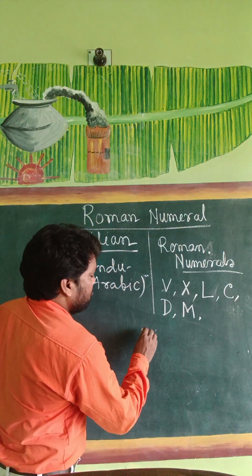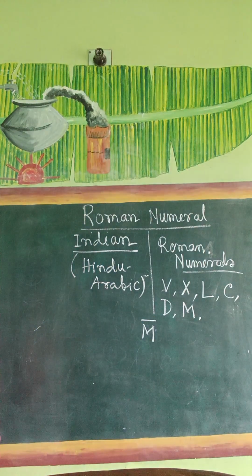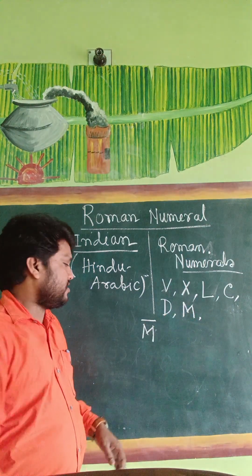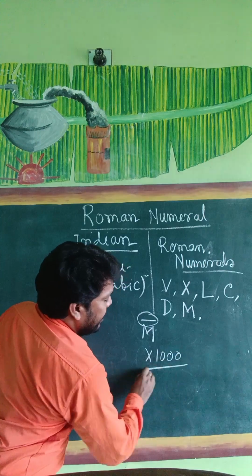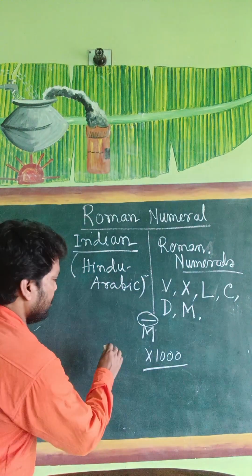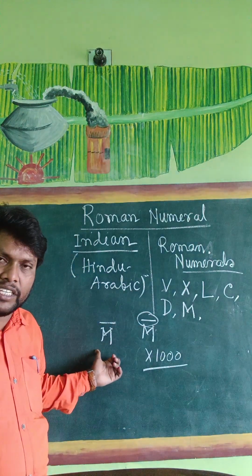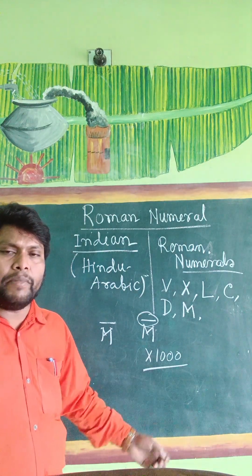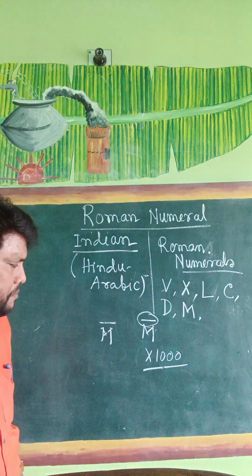And sometimes you will observe a bar, a line above the Roman numerals. It means 1000 times. Suppose M bar: M is 1000, so M bar means 1000 into 1000. The bar means 1000 times.